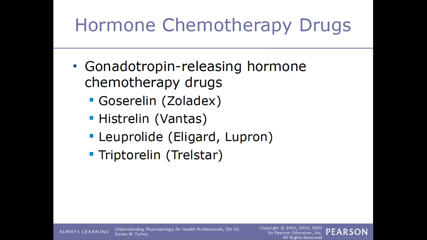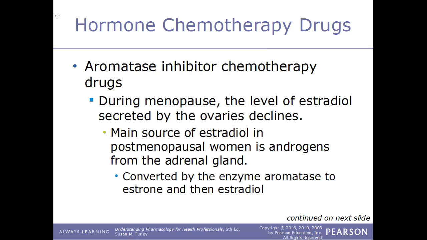And some examples of this kind of drug would include goserelin, also known by the name Zoladex, histrelin, known by the trade name Vantas, leuprolide, known by the trade names Lupron and Eligard, and triptorelin, known by its trade name Trelstar. Another kind of hormone chemotherapy drug that we'll talk about are the aromatase inhibitors.